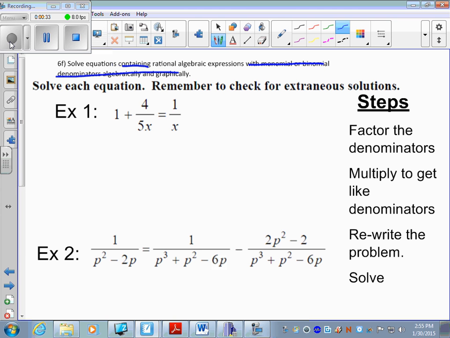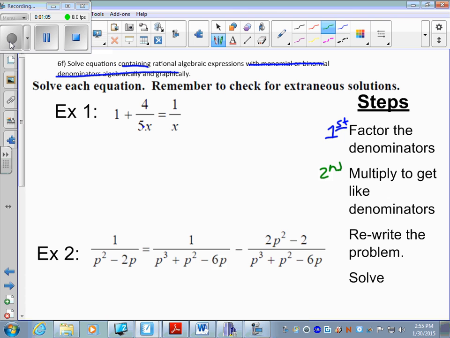On the right side, I have steps, and I'll be talking about the steps as I go along. Example 1, we're just solving this. We're solving for x. One of the easiest ways to solve these is to first factor the denominators. That's the first thing you should do. In this case, we have monomials in the denominator. We don't factor monomials. So the next thing we do, second step, is multiply to get like denominators.